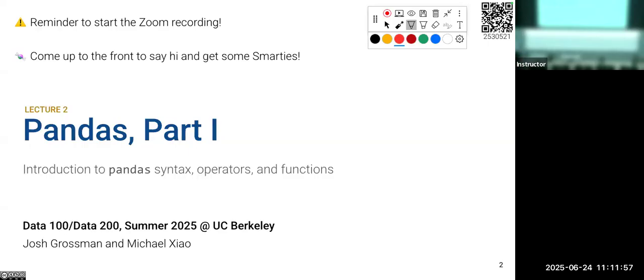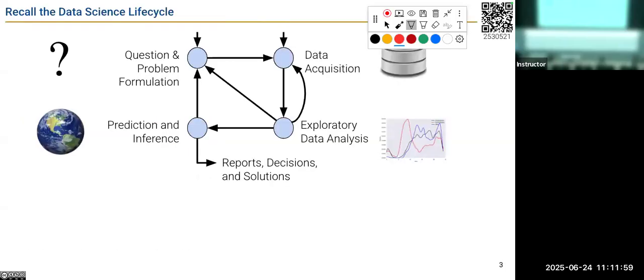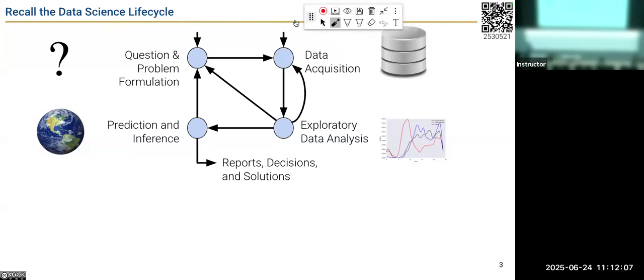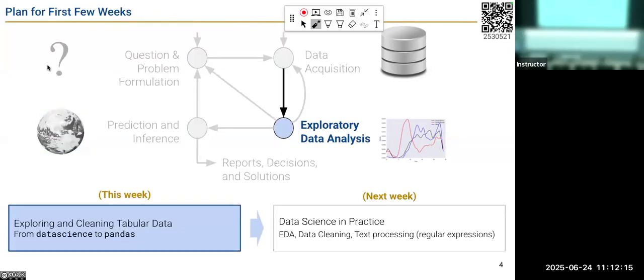Let's get started with pandas, which we already started last time. So to orient you again to this data science life cycle. Last time we talked briefly about this life cycle of data science where we can enter in two different places. Where are we today? Today we are in the bottom right, exploratory data analysis.